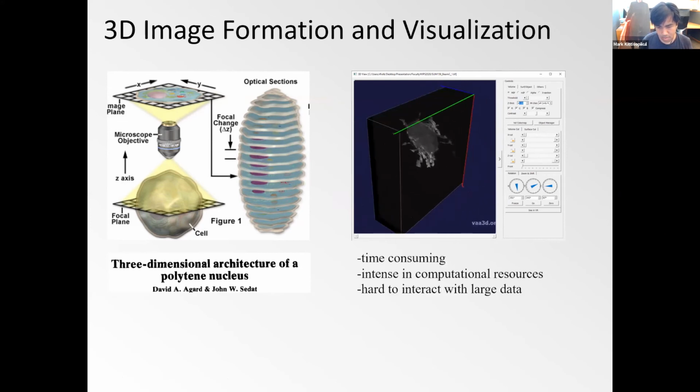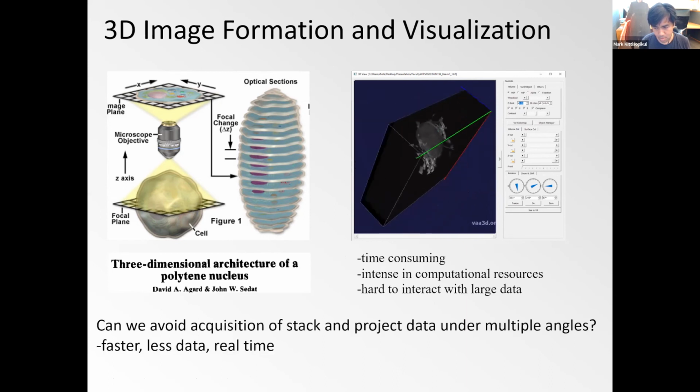In terms of understanding the data or understanding the sample, this is a time-consuming step because often it has to be done offline. It can be intense in computational resources. So a light sheet microscope can easily crank out gigabytes of data in an acquisition run. And it's also harder and harder to interact with really tens to hundreds of terabytes of data.